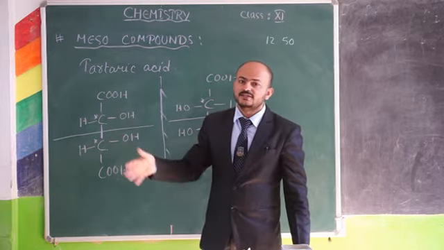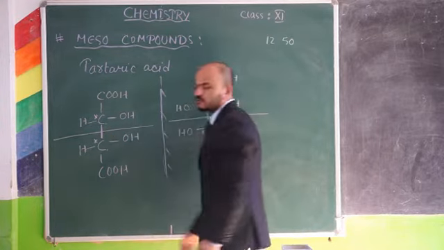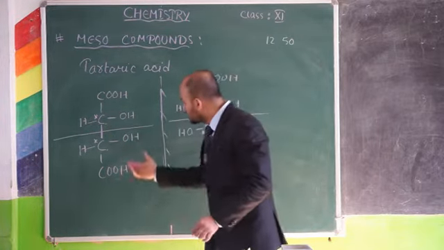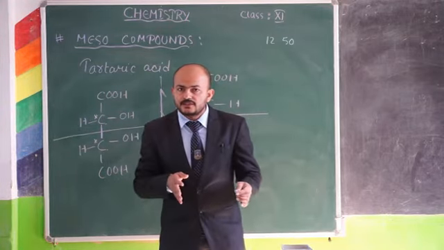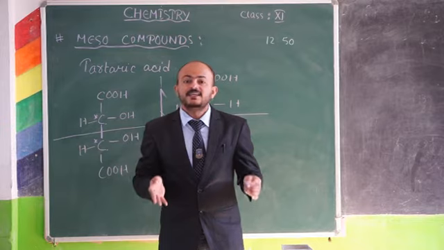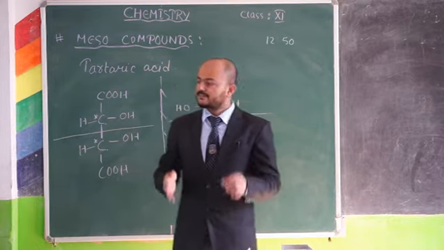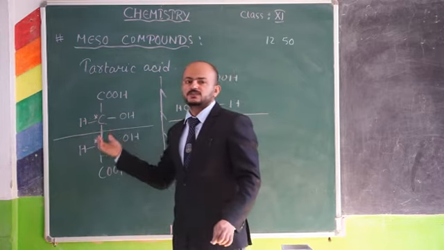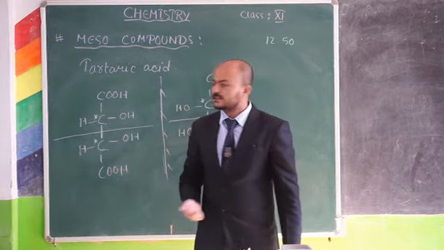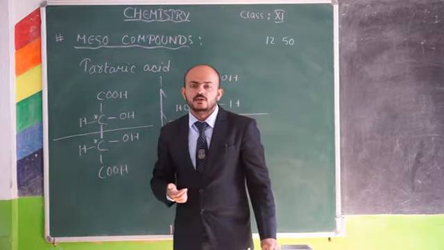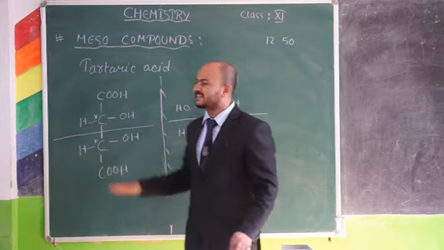And since it has a plane of symmetry, the upper part will try to rotate in one direction, the lower part will try to rotate in the other direction. Then what will happen? With equal magnitude but in opposite direction, they will cancel out each other's rotation. If the rotation of each half is cancelled out by the other half, then this molecule as a whole will not show any optical activity. That means this is optically inactive.